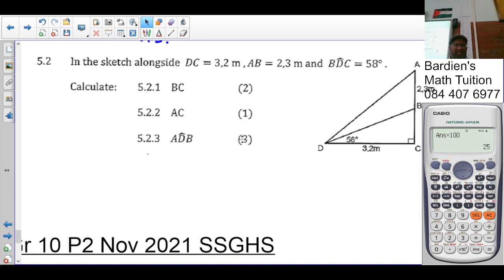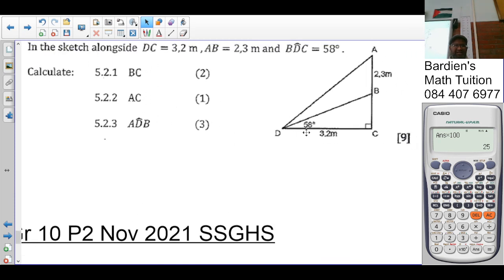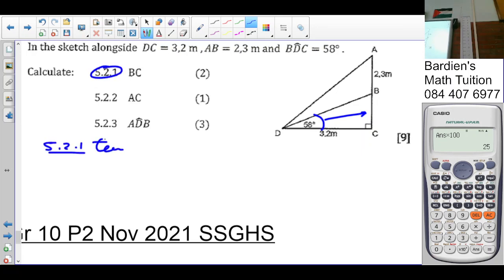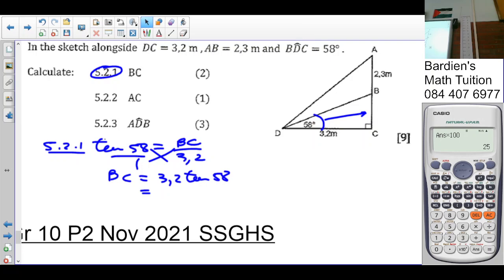In 5.2 we are told in the sketch alongside that DC is 3.2 meters, AB is 2.3 meters, and angle BDC is 58 degrees. Calculate BC. So you're looking at BC here. This angle, that is your opposite, and what do we have? Our adjacent. So which trigonometric function uses opposite and adjacent? Tan. So tan 58 is equal to BC over 3.2. You cross multiply, so BC is equal to 3.2 tan 58 degrees. So 3.2 tan of 58 degrees gives 5.12 meters.